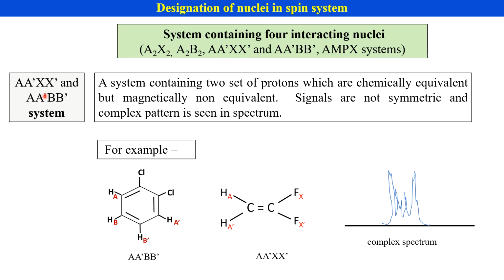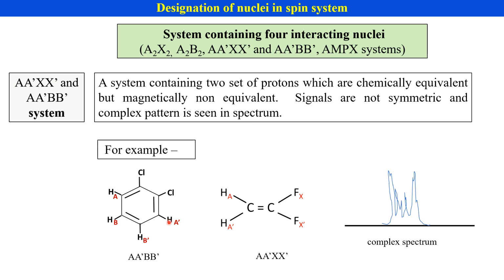Next system, AA'XX' or AA'BB' system. A system containing two sets of protons which are chemically equivalent but magnetically non-equivalent. Signals are not symmetric and a complex pattern is seen in the spectra. For example, AA' and BB' system. This is 1,2-dichlorobenzene and in that case it exhibits the AA'BB' system.